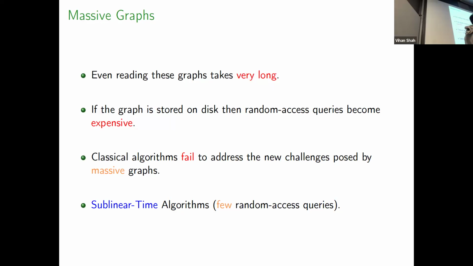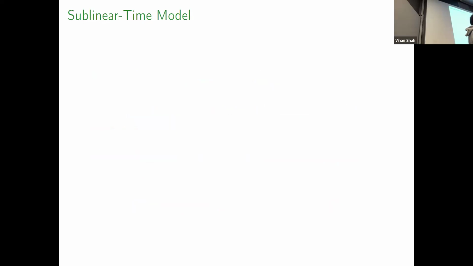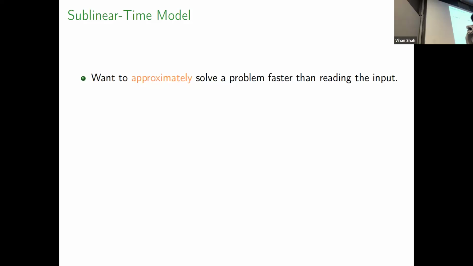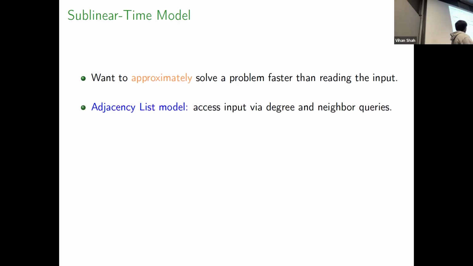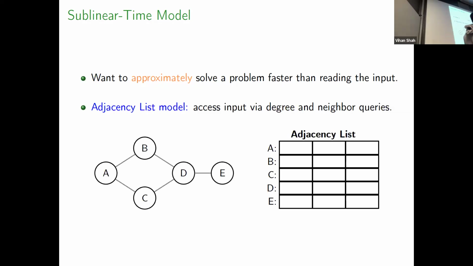Okay. So let me define the model we're going to use today. So you want to approximately solve the problem faster than reading the entire input, right? And so you have the adjacency list access model, which we're going to use today, where you have degree and neighbor queries. So over here, let's say this is a graph you have. Initially, you don't see any edges. And then I can ask the adjacency list, which is empty currently, what is the first neighbor of A? What is the second neighbor of A? And then you start seeing edges. And then you can also ask for the degree of T.